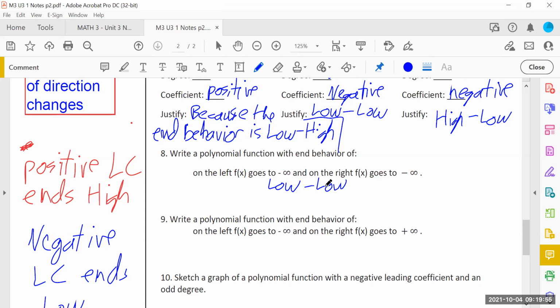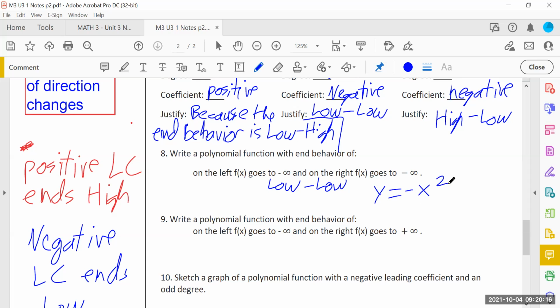It says write an equation that's low, low. You can write an infinite number of equations. You can be super simple. Low, low, y equals negative x squared. Right? Negative x squared, that's even and negative. That would be low, low.